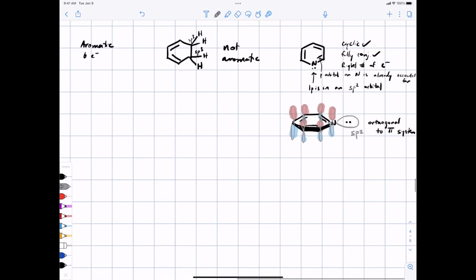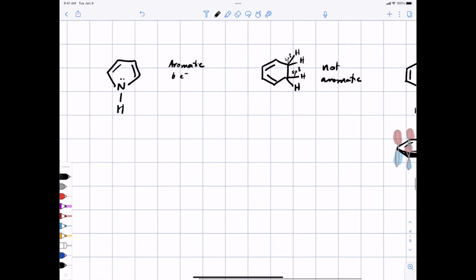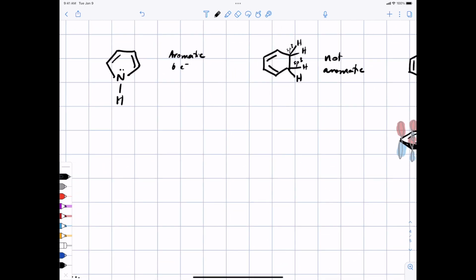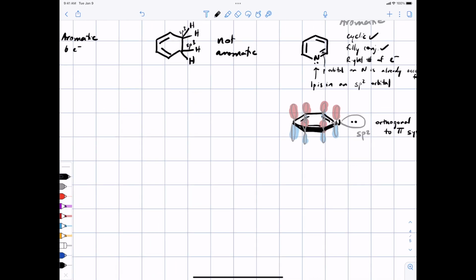So yes, indeed, this molecule is aromatic. It's called pyridine. Let me give you a related heterocycle. This is a ring of some size that has heteroatoms, things other than carbon or hydrogen, and there are lone pairs.